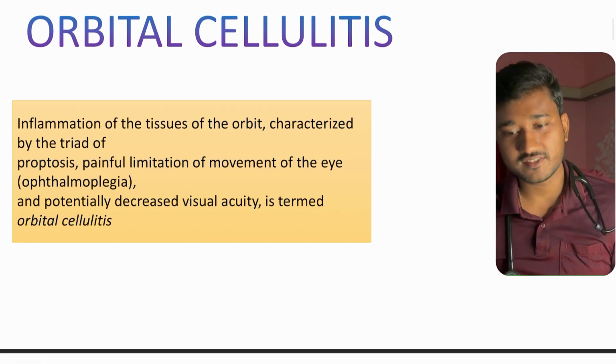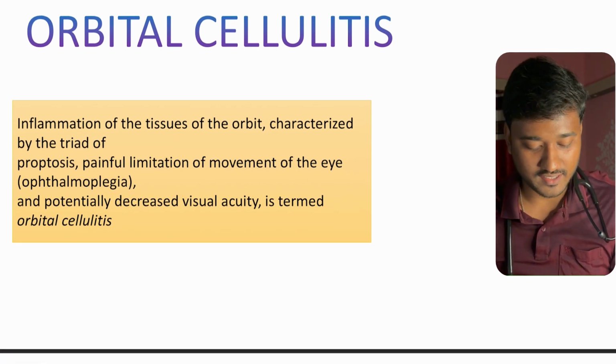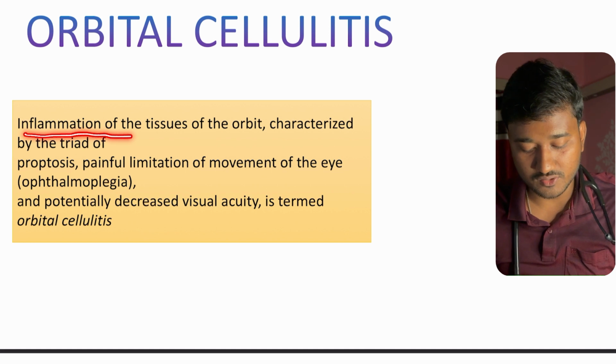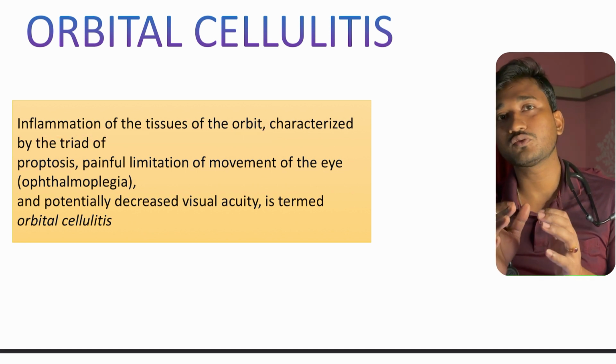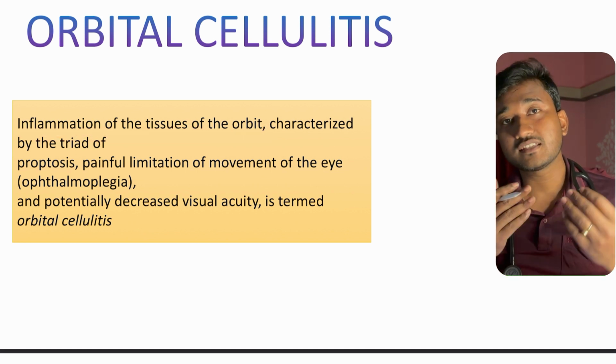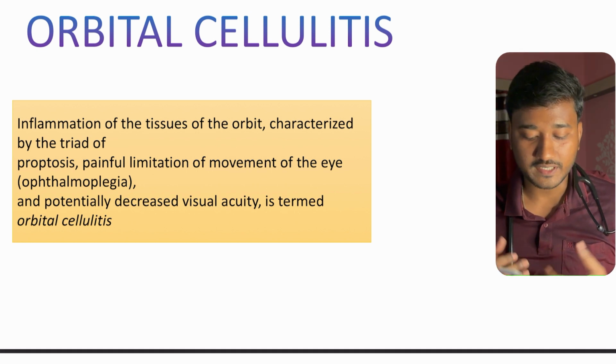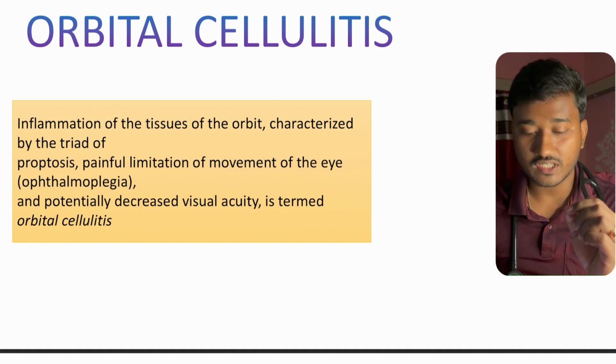So let's talk about orbital cellulitis. What is orbital cellulitis? You can understand this is actually inflammation of the tissue of the orbit, the tissue present within the orbital cavity. If there is inflammation of this tissue, we call it orbital cellulitis. It is characterized by usually a triad.